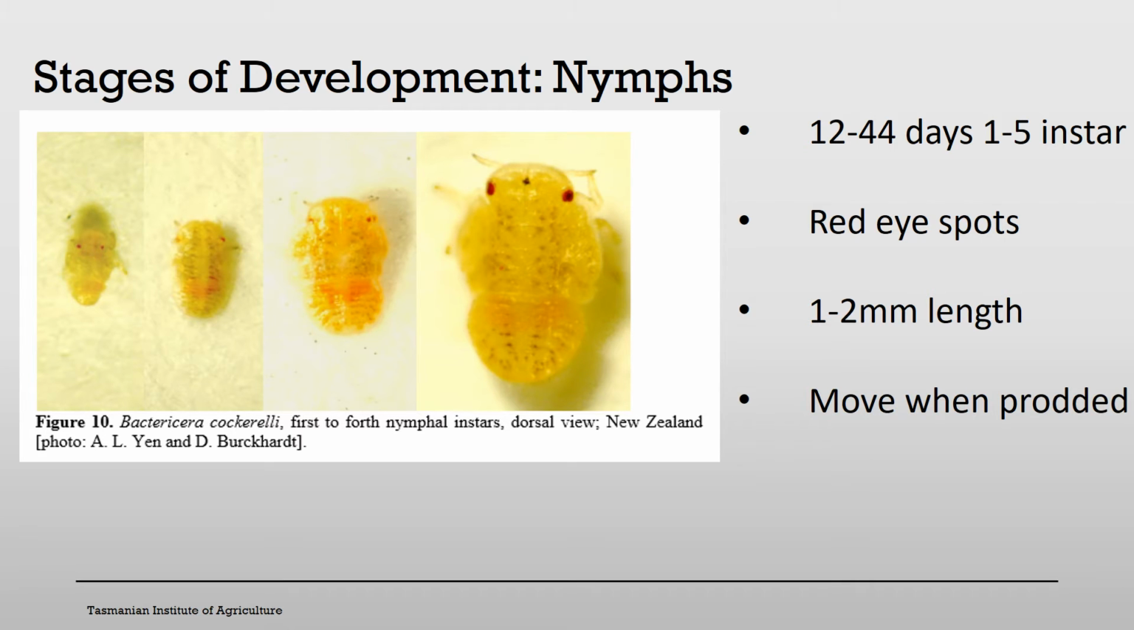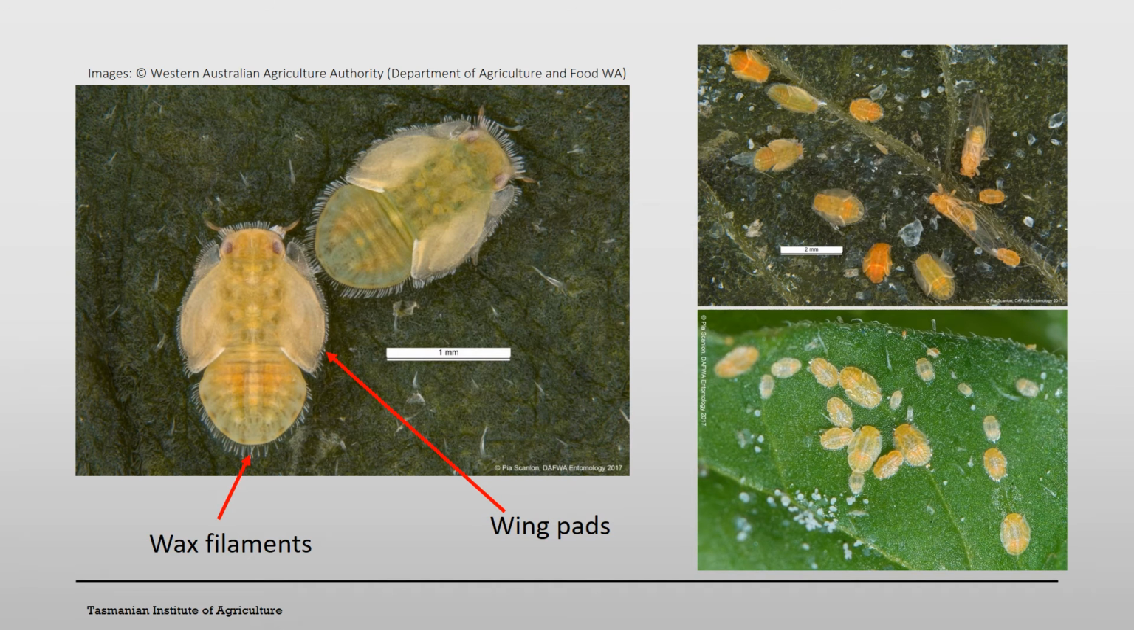In this image here, you can see newly emerged nymphs through to fourth instar. They have the characteristic red eye spots. This image here shows the fifth and final instar of the TPP nymphs. Key features to look for will be the wing pads and the waxy filaments that go along the lateral margins of the body. The two other images here show you what you would typically see underneath a leaf with an infestation of TPP. You'll see many different stages.